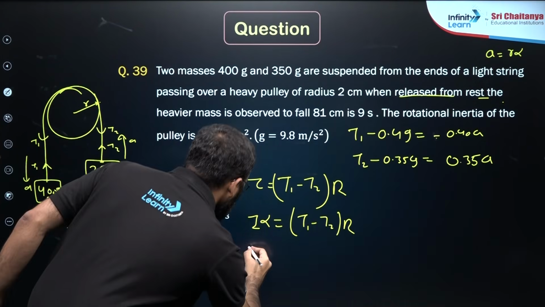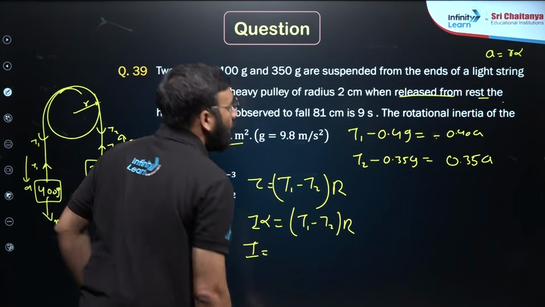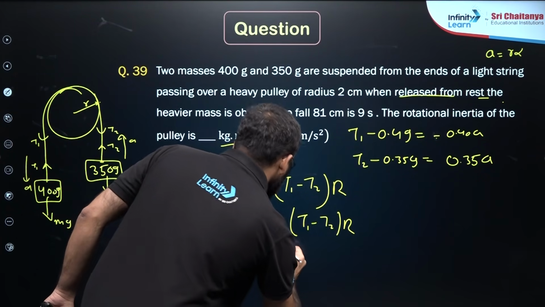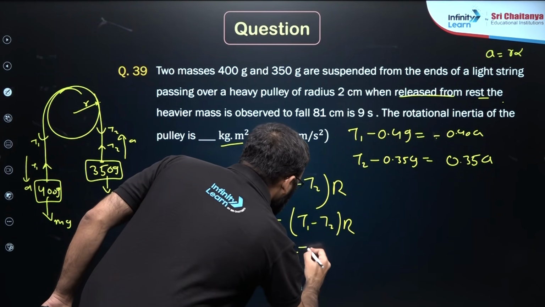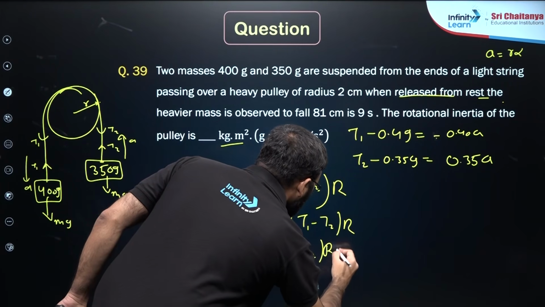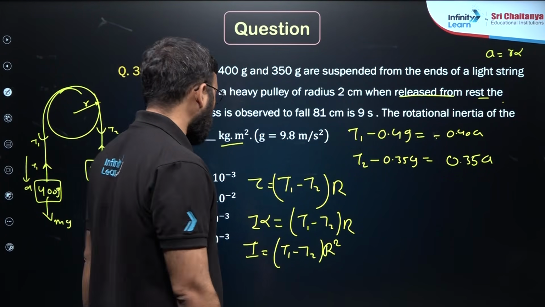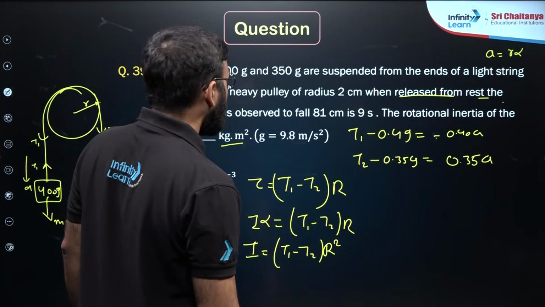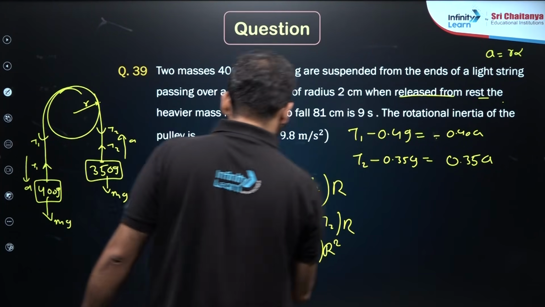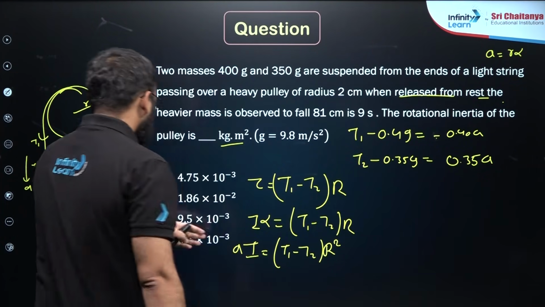So I equals (T1 minus T2) into r square upon a. Okay beta, so this is my moment of inertia. But what is my second condition? Okay, sorry, a upon r. So a is also here. So how can we find a?